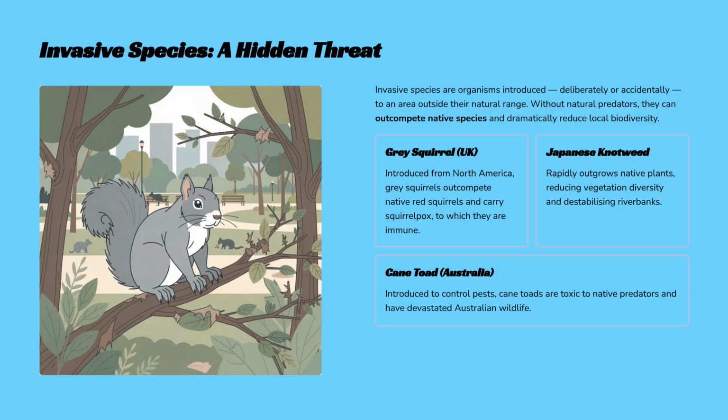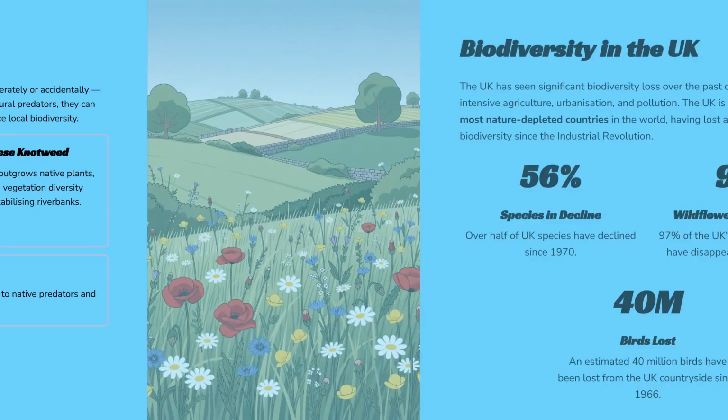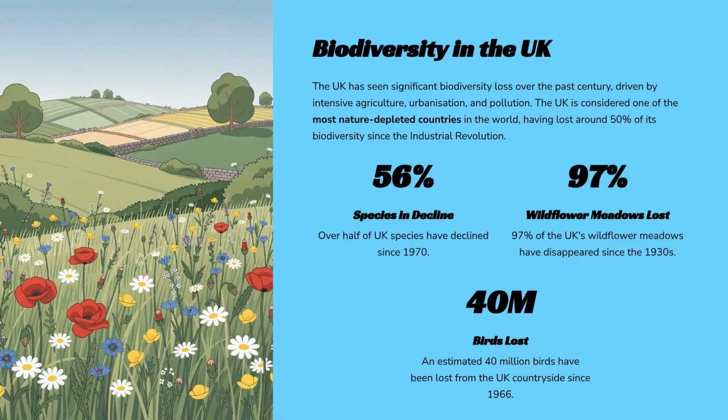Whether introduced accidentally or deliberately, these organisms often outcompete native species because they lack natural predators in their new environment. The UK is one of the world's most nature-depleted countries. Since the Industrial Revolution, biodiversity has declined significantly, with over half of all species experiencing population drops since 1970.